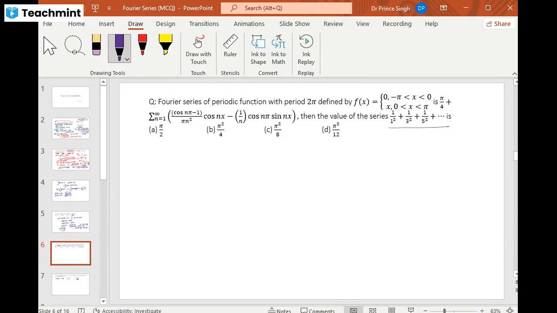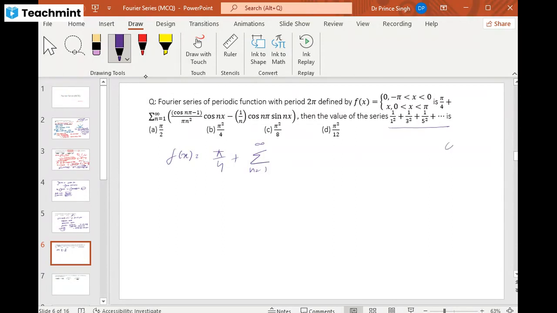So this is also one part of Fourier series, that is, sometimes after the Fourier series, we need to deduce some infinite series expansion also. So what does it mean? In this case, we are given the Fourier series of the function as f of x equal to pi by 4 plus summation n varies from 1 to infinity cos n pi.